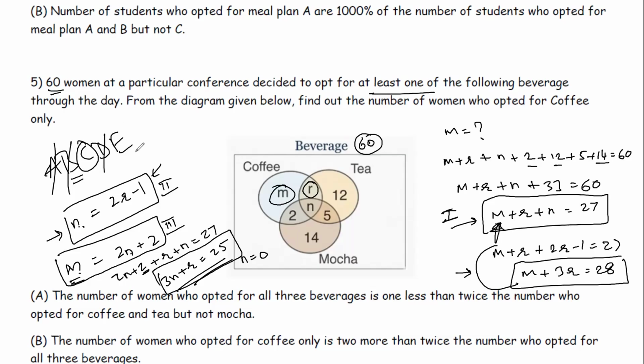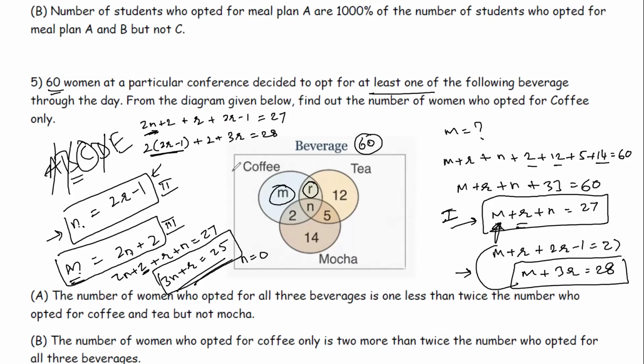So let me show you how it's done. Look at this. I will substitute 2 and 3 in 1. So 2N plus 2 is M, plus R, plus N. N is 2R minus 1, which is equal to 27. Now, N is 2R minus 1, so I'm going to substitute for this one. So 2 times 2R minus 1, plus 2, plus 3R is equal to 28.